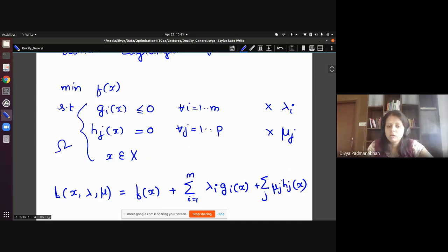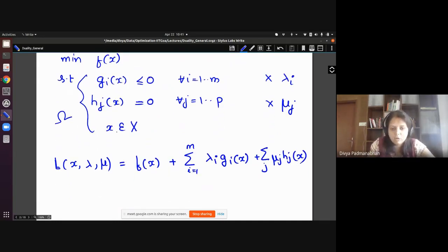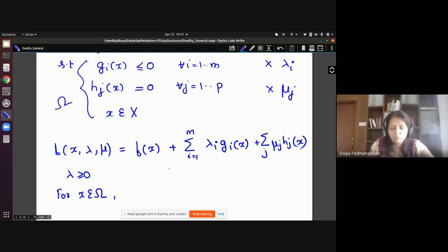Now, one thing was we were also interested in the lambdas which are greater than or equal to 0 when we wrote the KKT conditions. So assume that here also we have the lambdas greater than or equal to 0. Now for any x which is feasible, for x in Omega, so I'm looking at all x which satisfy these constraints and belong to this domain, what can I say about this term?